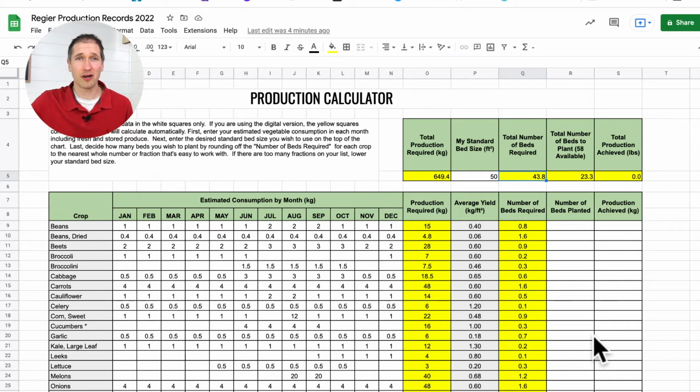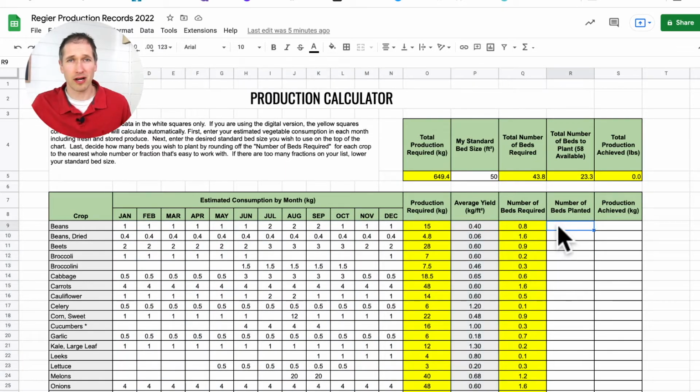Alright, we're back here with our production calculator and we're going to finish this off now. I like this final phase because we get to make some decisions. But they're not random decisions. We're not just spouting off plans to grow 3 beds of beets and not even knowing why. These are informed decisions based on our huge grocery list right here and years of production data put together.